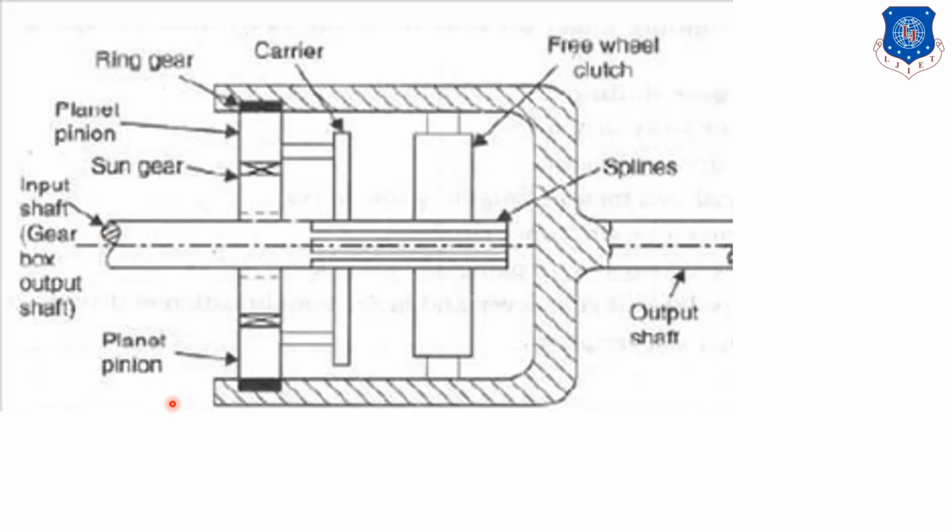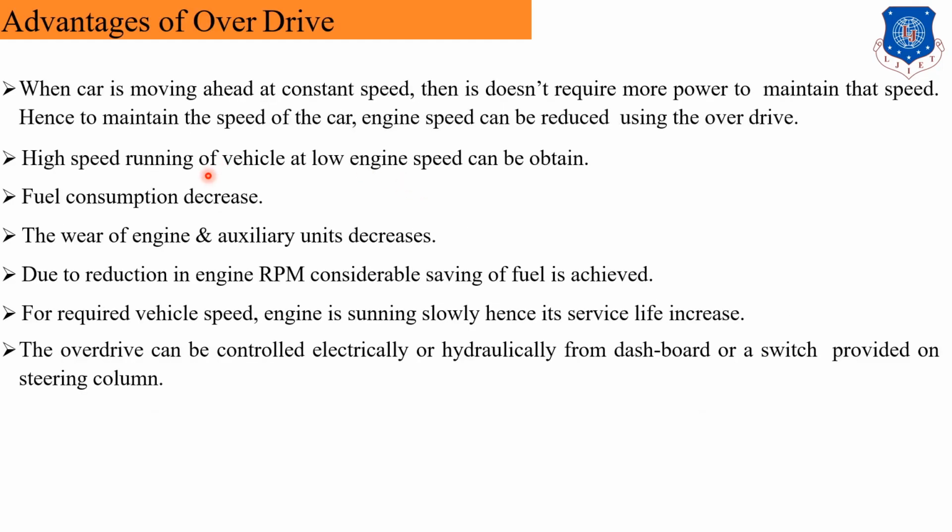So these are our main systems. If it is engaged, because it is rigidly connected, the power is transmitted to this planetary gear, to this ring gear. This is how the overdrive system works. So, advantages of the overdrive: when the car is moving ahead at a constant speed, it does not require more power to maintain that speed. Hence, to maintain the speed of the car, engine speed can be reduced using the overdrive.